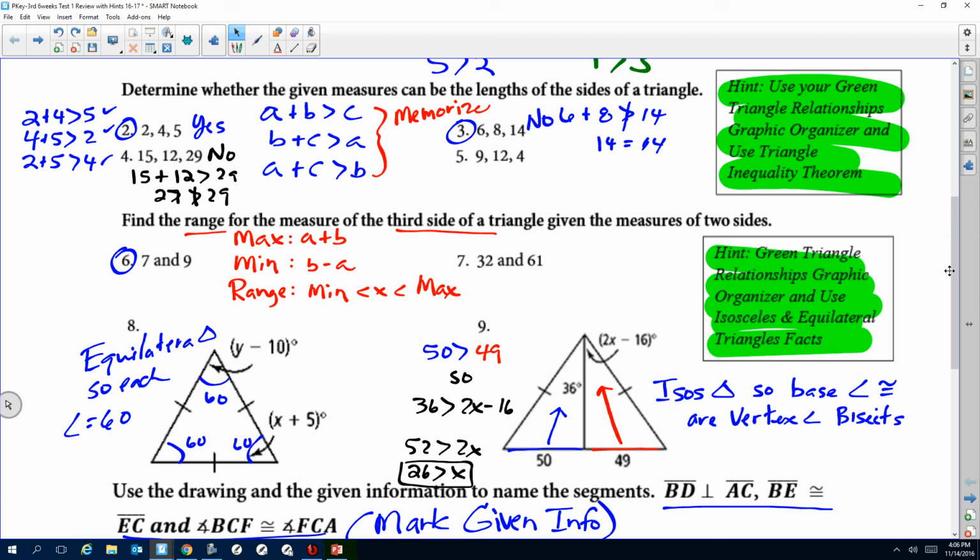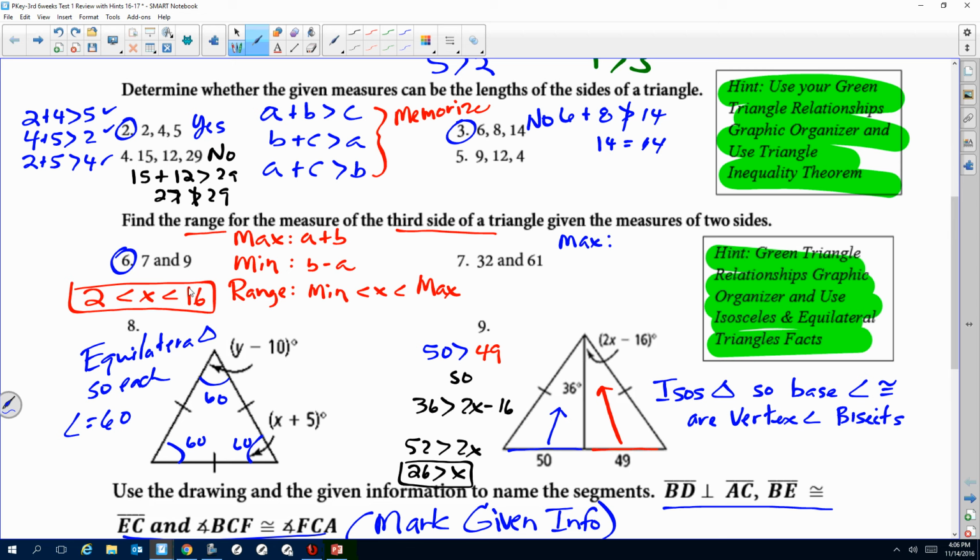So when I add the 2, I get 16. So 16 is my max. When I subtract the 2, I get 2. 9 minus 7 is 2. So 2 is less than x, which is less than 16. And that is your range. So you're going to do the same thing on number 7. You're going to add the 2 to get your max. If you show it, we can give you partial credit here.